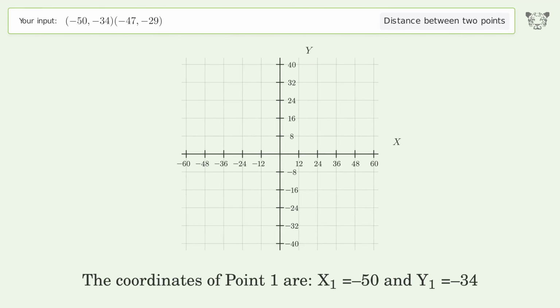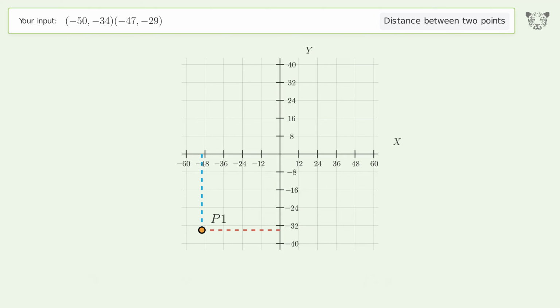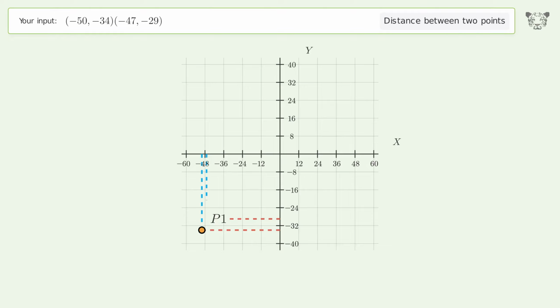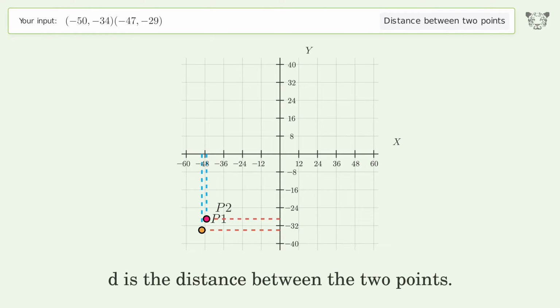The coordinates of point 1 are x1 equals -50 and y1 equals -34. The coordinates of point 2 are x2 equals -47 and y2 equals -29. D is the distance between the 2 points.